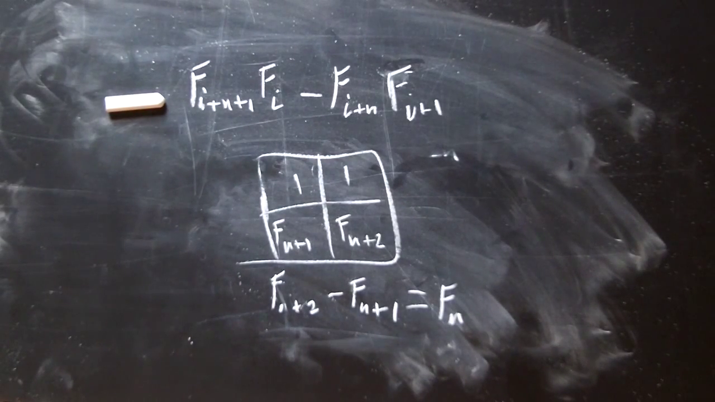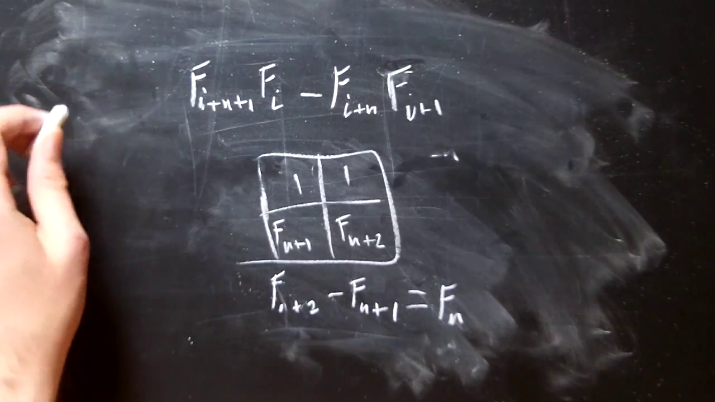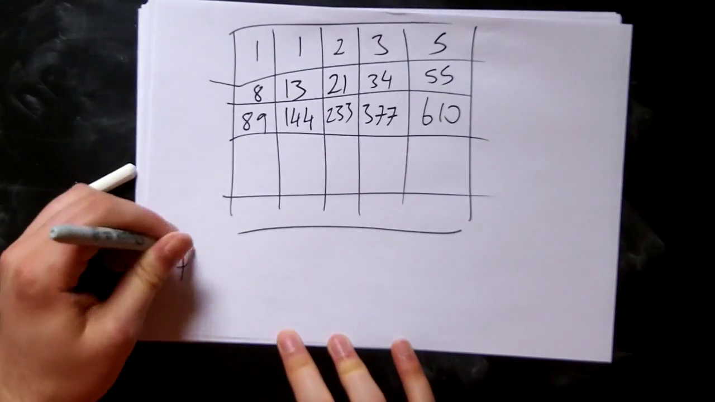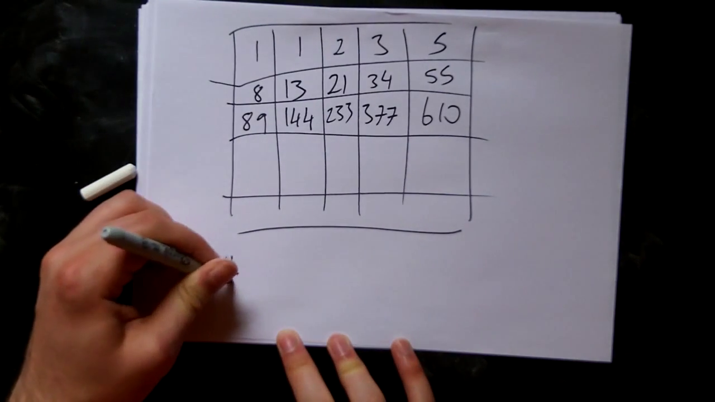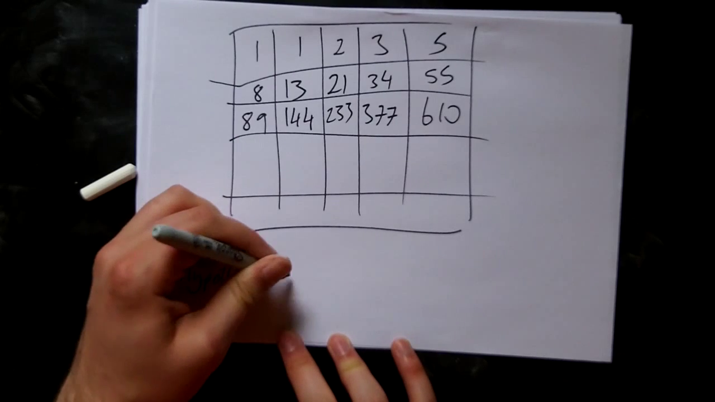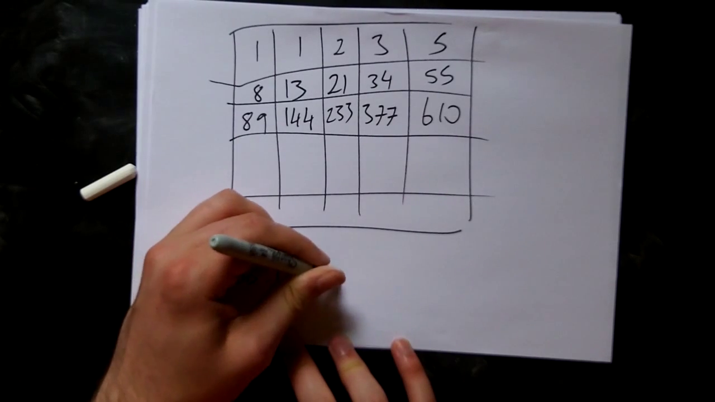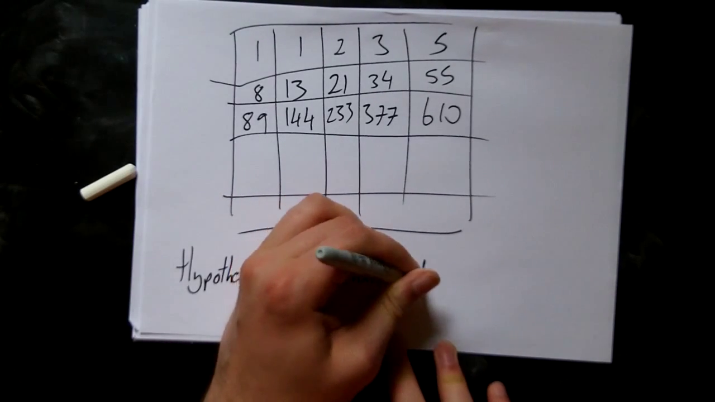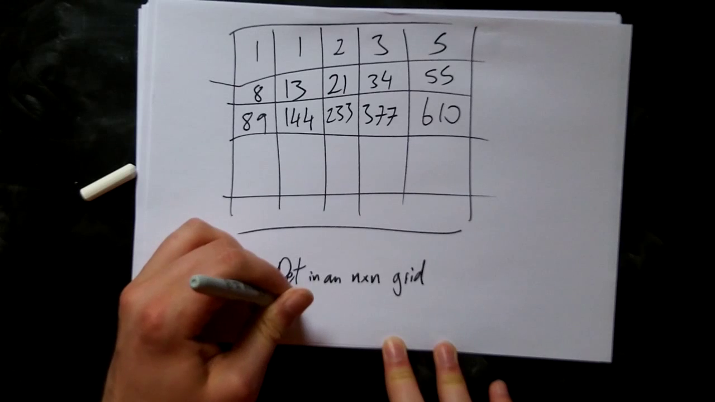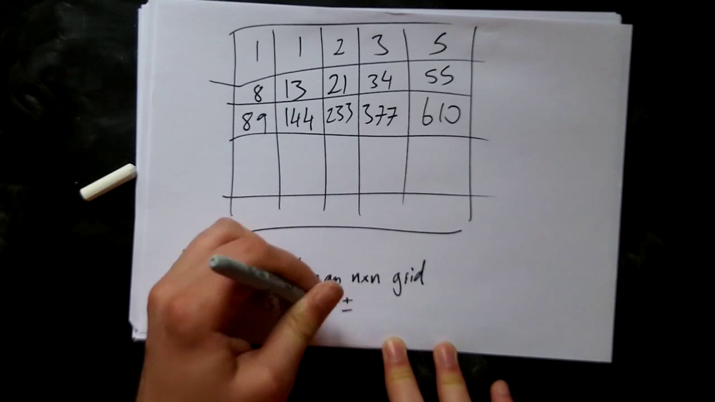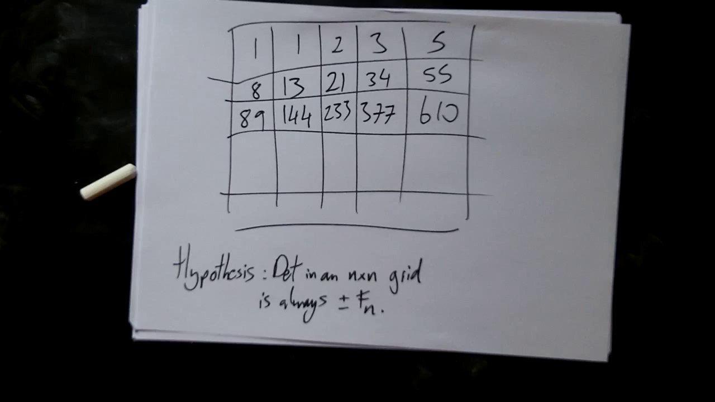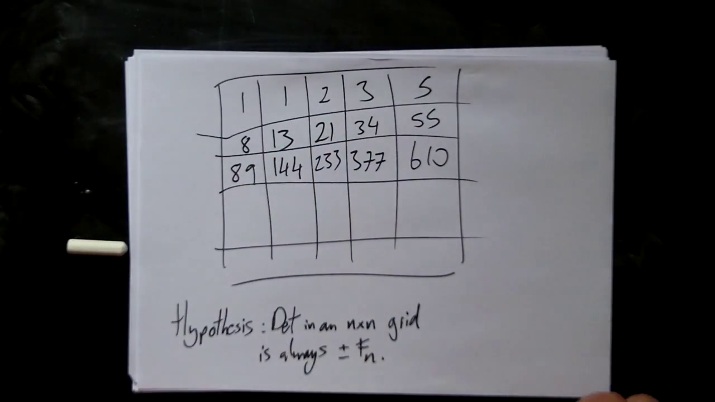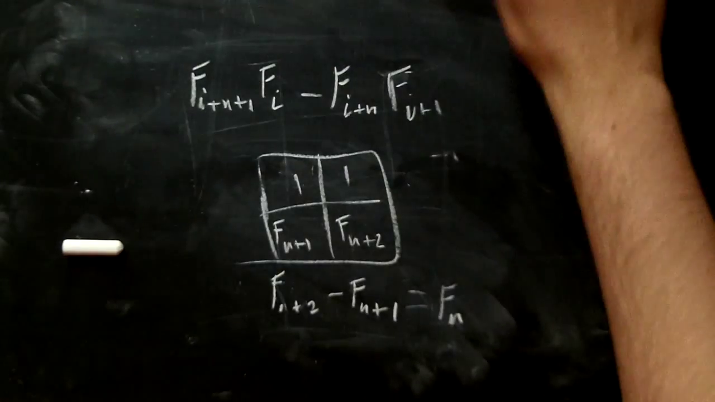So my hypothesis is, let's write that down on a bit of paper. The determinant in an n by n grid is always plus or minus Fn, okay? Because Fn, that's the top right one there, so it's always plus or minus that.